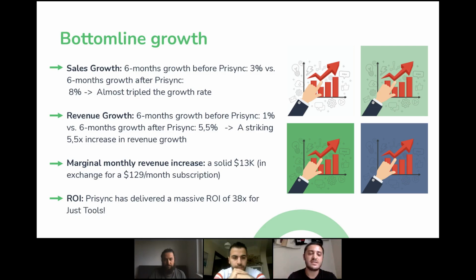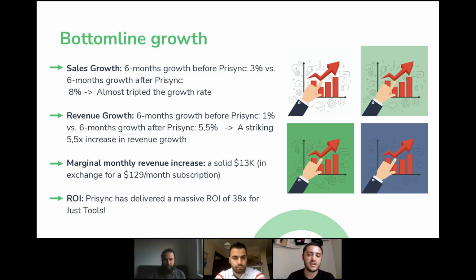And in addition to that, they were just using one of our standard premium plans, paying $129 per month, but their monthly revenue increased by $13,000, which is, again, an incredible effect, as they told us. And in this regard, the return on investment that pricing delivered to this user is also really great.